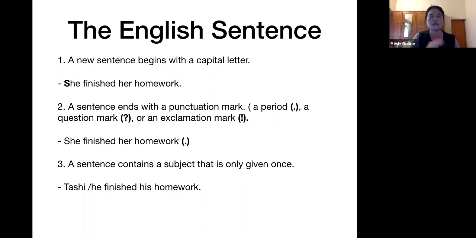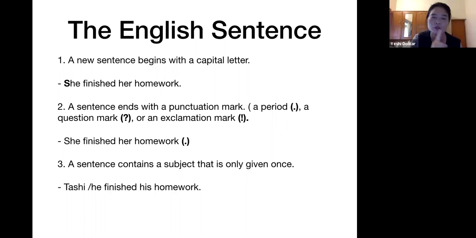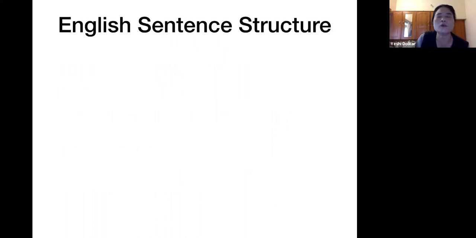Dashi, he finished his homework is wrong. Don't use both of them together. Use it once only. Name the subject just once. All right, so these are the basic elements or basic features of an English sentence. Whenever you're writing, you must keep these in mind. Now we're going to look at the structures.